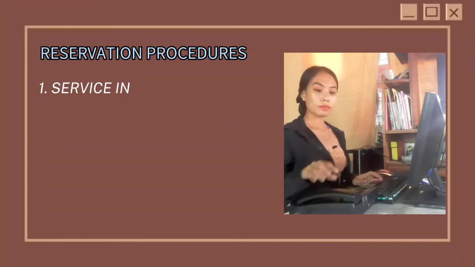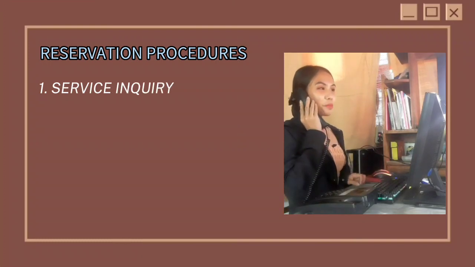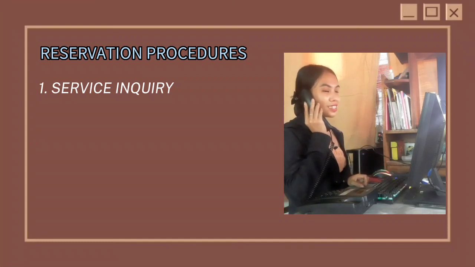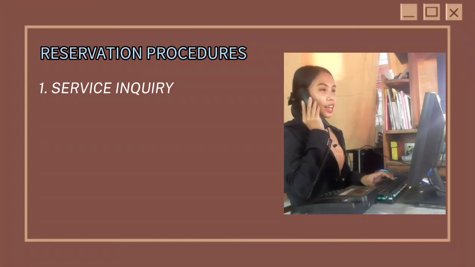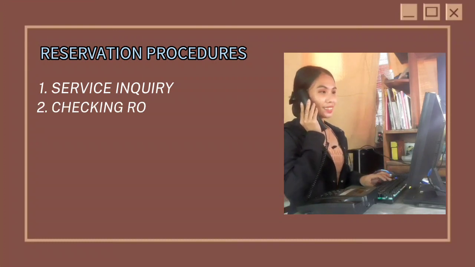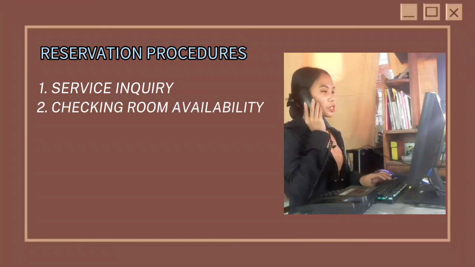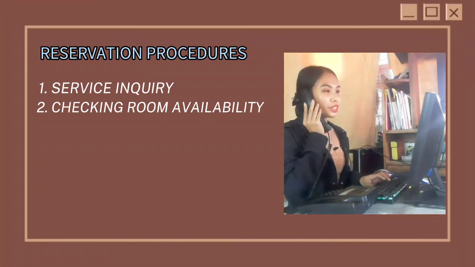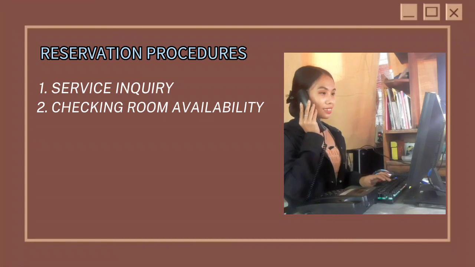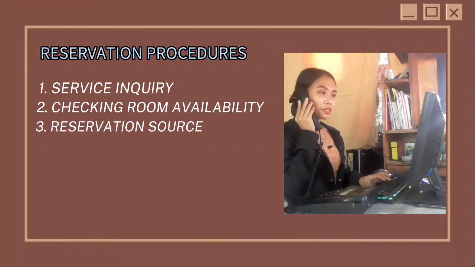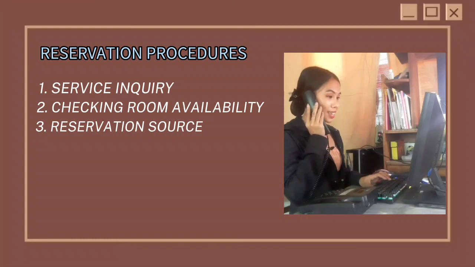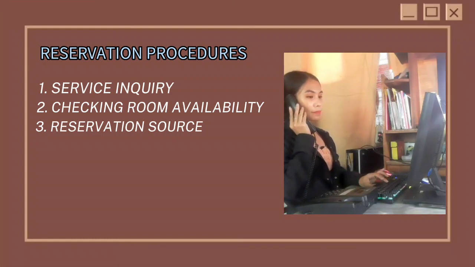First, reservation inquiry. This is when the receptionist will get the full name of the guest, the date they would like to make the reservation, number of bags, room type, age if there is an adult or children. Second, checking room availability. This is when the receptionist checks the system if there is an available room. Third, the reservation source. After you check the room availabilities, next, you input to the system if the guest has made the booking through telephone or face-to-face.